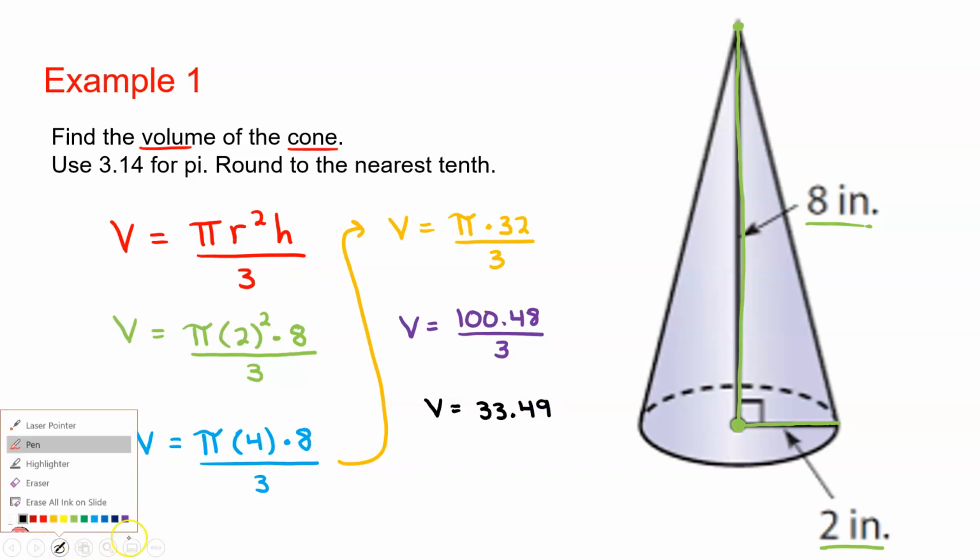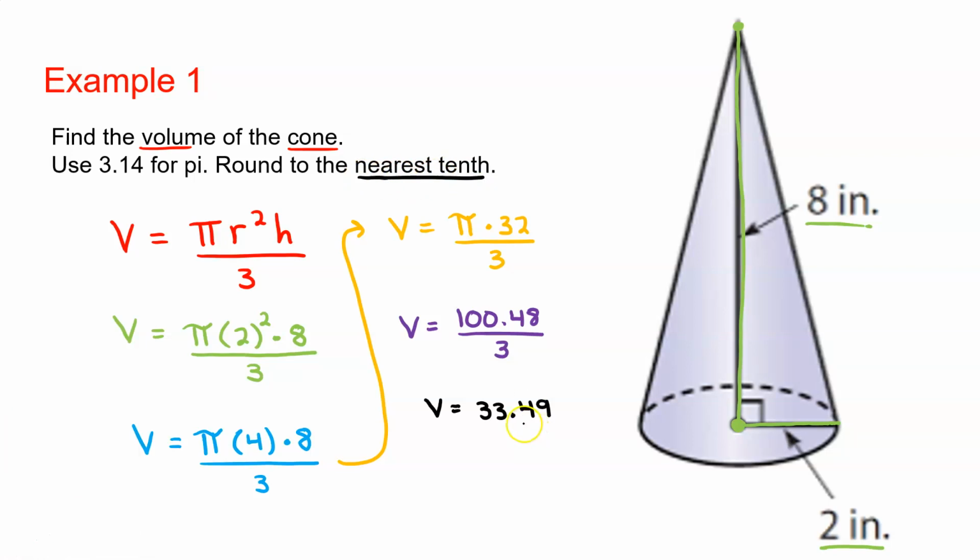So they want us to round this answer to the nearest tenths. So tenths is 1 space after that decimal. So if I look at the 4 to the right of it, there's a 9. So my volume here for this cone is 33.5. We're going to round up, and this is going to be inches cubed. That is our final answer. This cone here can hold 33.5 inches cubed of space, of liquid if you're trying to fill it up, like if it was a cup or something. That's how much space is inside.